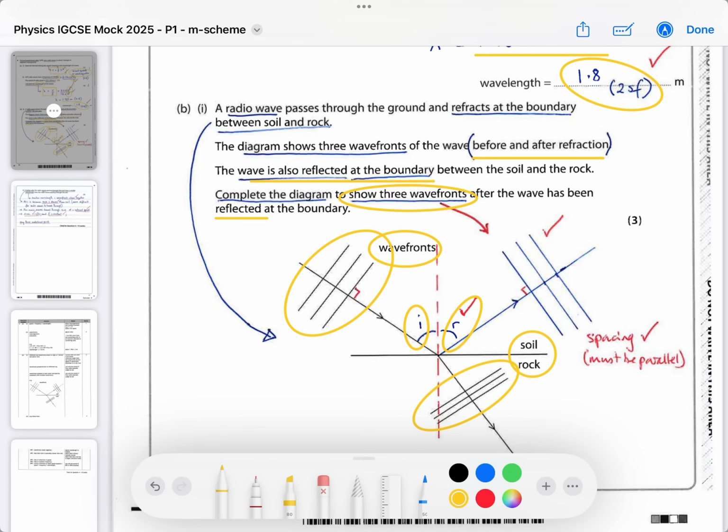They want you to draw the ray, so reflecting in roughly the correct direction, 1 mark. 3 wavefronts, because they told you to draw 3. Now they should be equally spaced if they're reflecting, because they're still going through the same medium. They'll still be in the soil. And of course they must be parallel, so if you've drawn them in a messy way, you could lose 1 mark. All right, so use a pencil and a ruler in the exam.